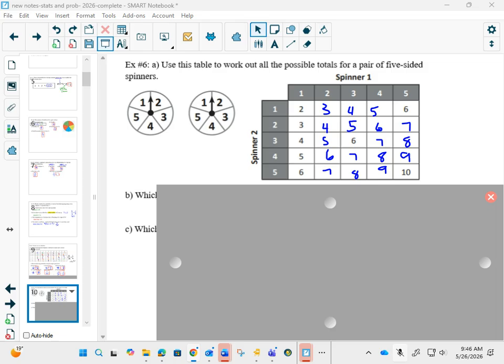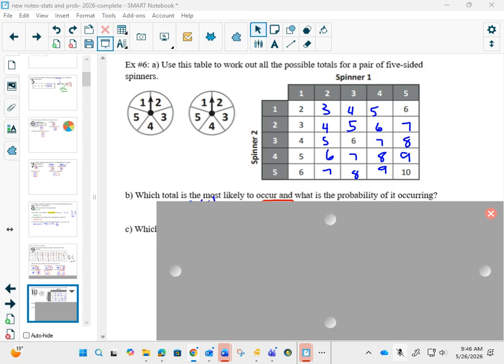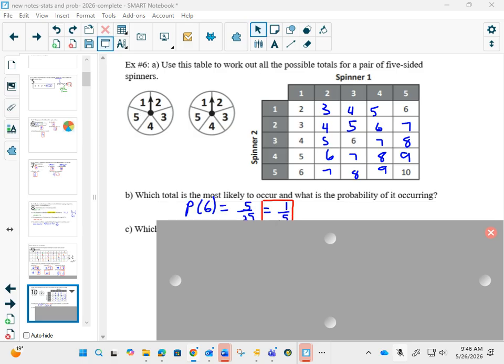How did you do? And then once the chart is there, then we can solve probability questions. If you spun both of those and added them up, what is the most likely thing to get? What happens the most? Look at your chart. The 6, right? So then we would say, which total is the most likely to occur? It is the 6.